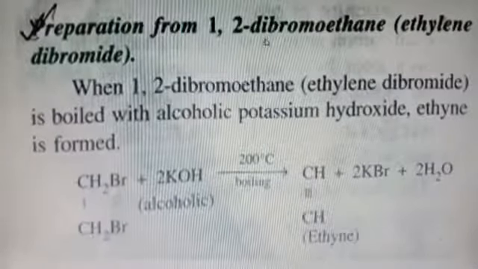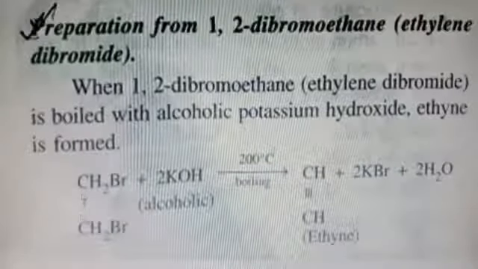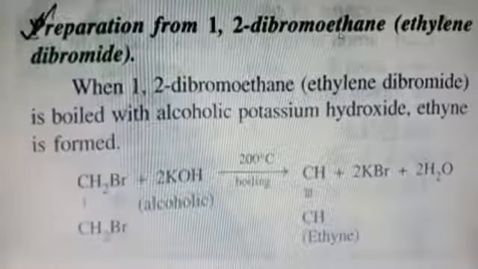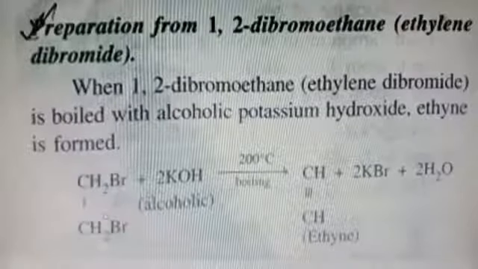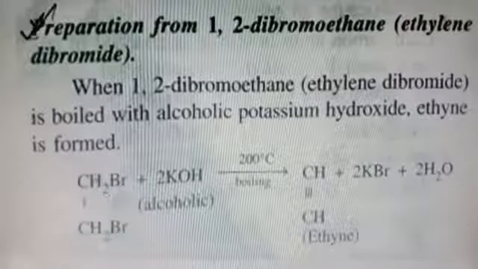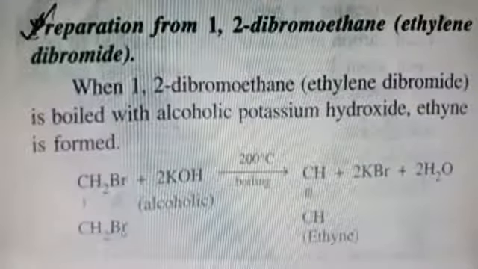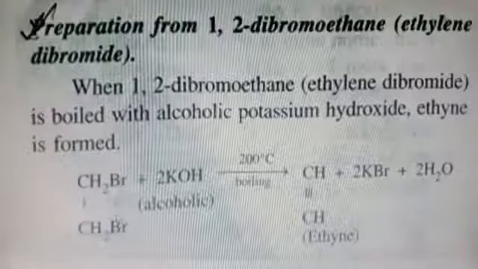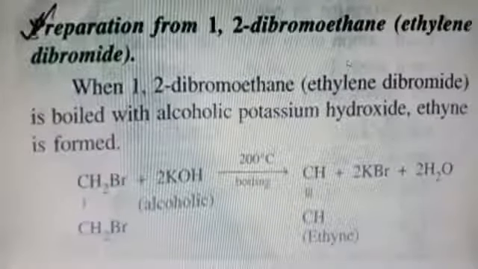So 1,2-dibromo, and there are two carbon atoms, so eth, and since there is a single bond between the carbons, so ane. So 1,2-dibromoethane. And what is the common name for this? The CH2 and CH2 group makes ethylene, and this is bromide. Since there are two bromines, it becomes dibromide. So the common name for 1,2-dibromoethane is ethylene dibromide.